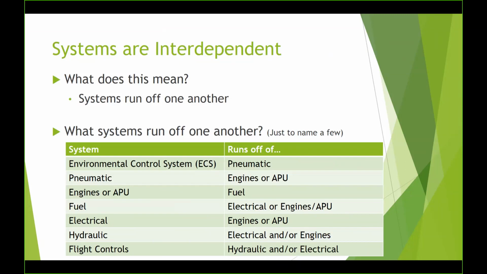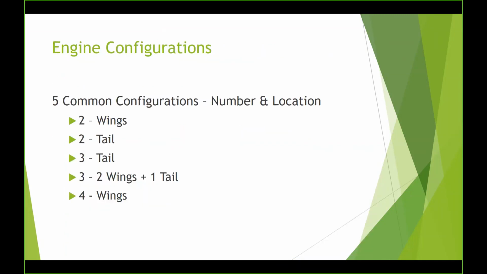The other thing we're going to look at is aircraft design. One of these things we look at is engine configurations. In modern transport aircraft, there are 5 common configurations of engines that you'll see out there. And they deal with the number of engines and location. There are two types, or configurations, where there are 2 engines. There's 2 types where there are 3 engines, and then we've got a 4 engine.